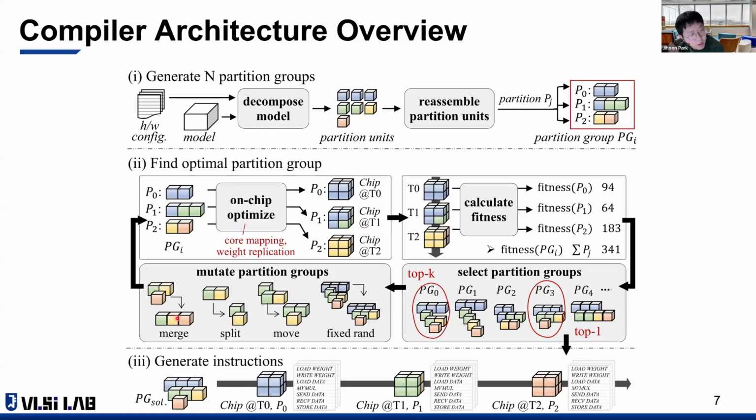You can think of it like moving a subnode of a subgraph into another graph in merge, and you can split a subgraph into two different subgraphs in split, and so on. So you go through this loop of mutating the partition group to get better and better fitness, and then you get the top solution, and you generate the instructions from that. Then you can get the real result of the compiler.